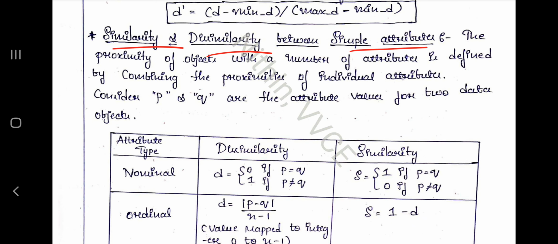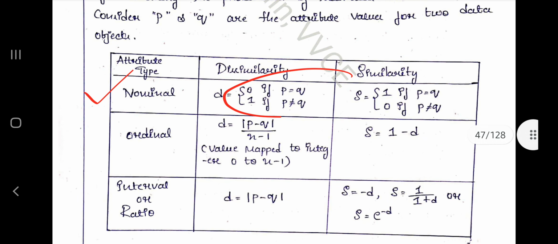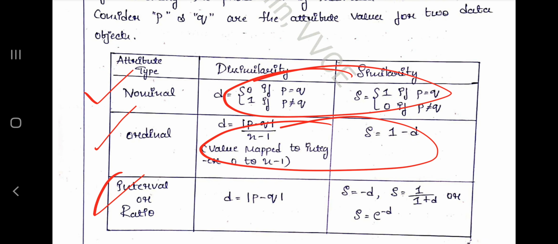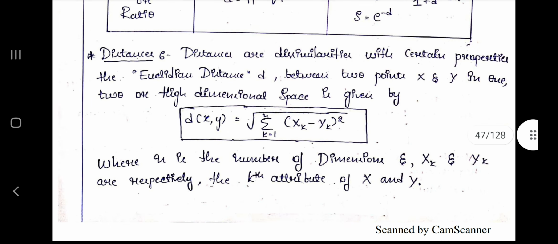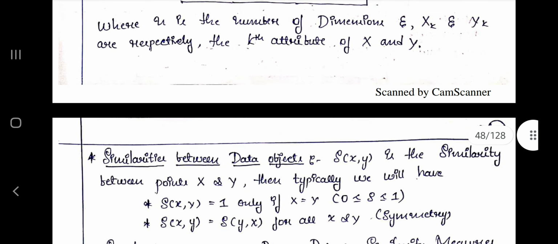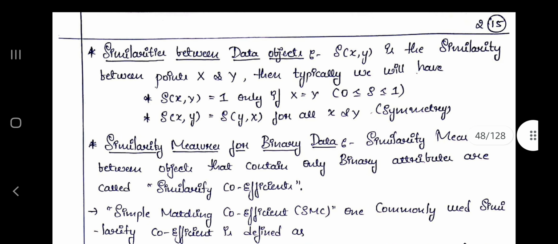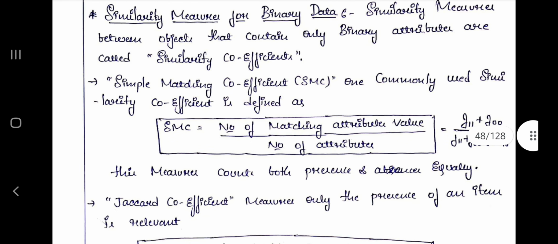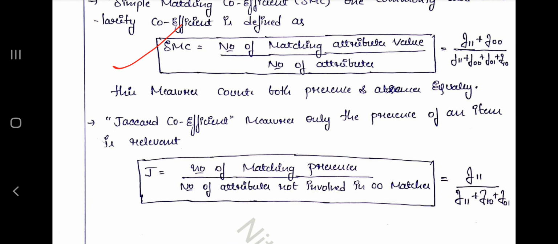Similarity and dissimilarity between simple attributes: nominal attributes you will measure using this formula, then ordinal attributes, interval or ratio. And distances you will measure using the Euclidean distance, or some other formulas can be used for measuring distances. And here we have the data objects. Similarity measures for binary data: SMC and Jaccard coefficient. For these two also, the numericals are asked. I will discuss that in a separate video.